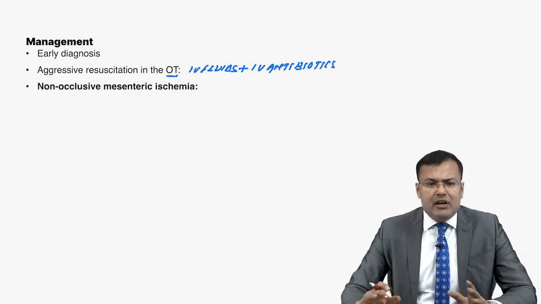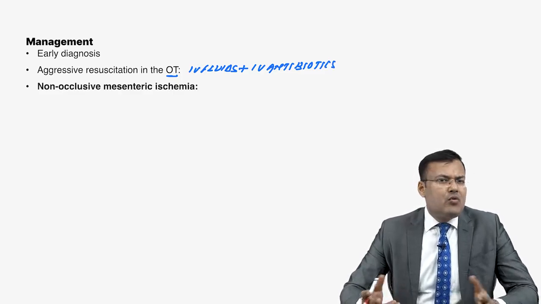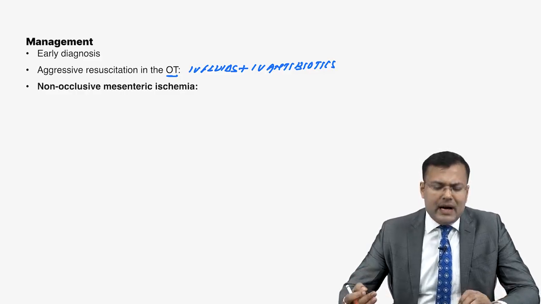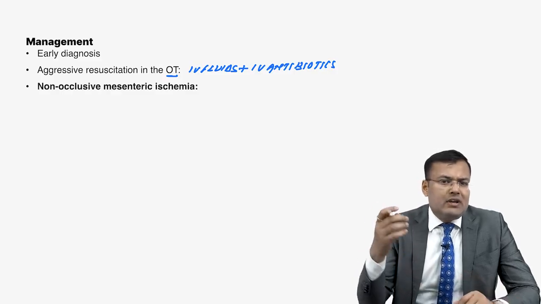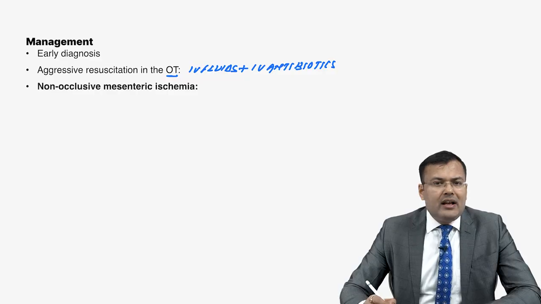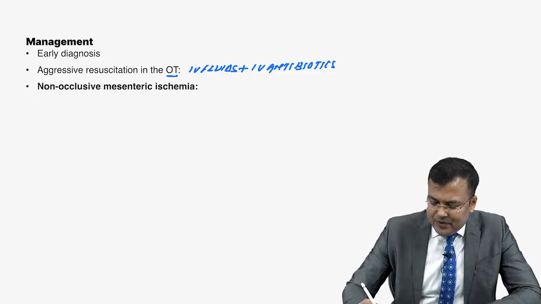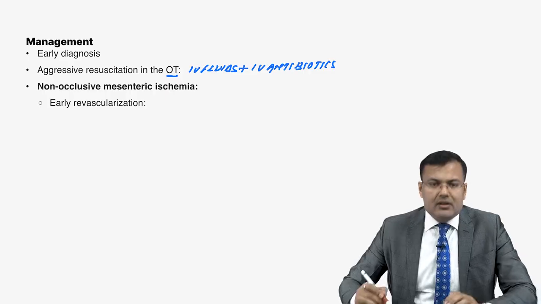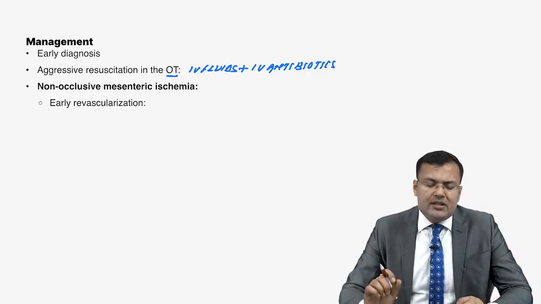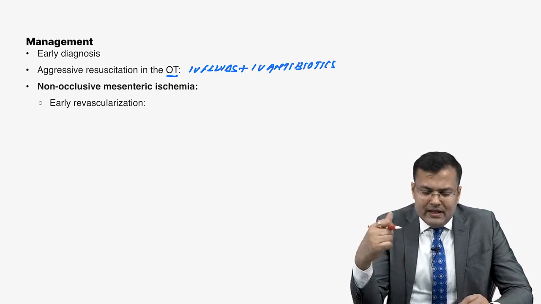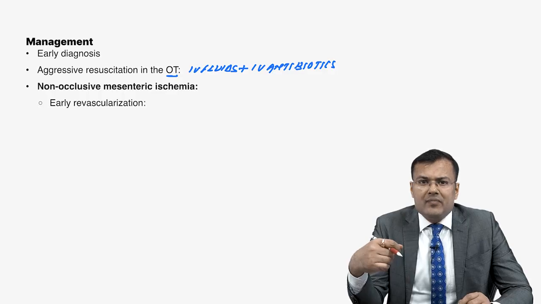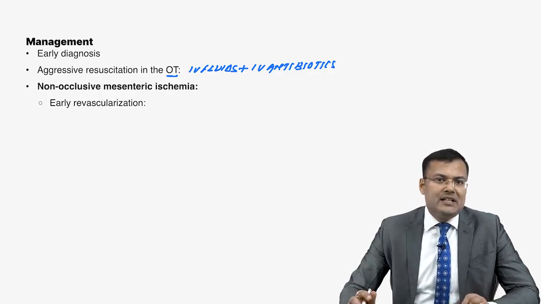Imagine the patient has non-occlusive mesenteric ischemia. What is the cause? We discussed that it is because of spasm of mesenteric vessels. So in this case, we go for early revascularization. How is this early revascularization done? We inject papaverine: a catheter-directed papaverine infusion into the superior mesenteric artery, which relieves the spasm of mesenteric vessels.